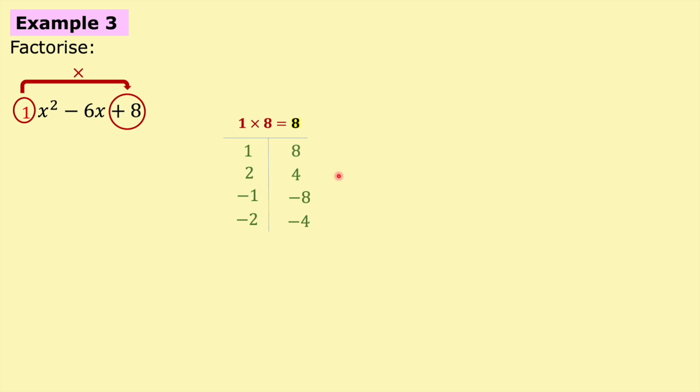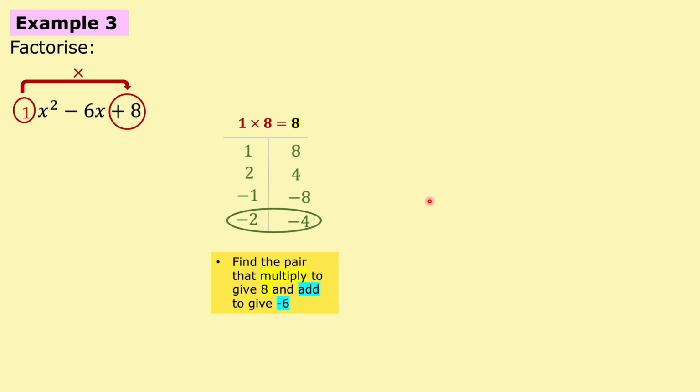So this time we are, again, finding the pair that multiply together to give us 8, so it's going to be one of these pairs, and then add together to give us negative 6. And like we just mentioned, you cannot get a negative answer by adding two positive numbers. So these two first sets of numbers are irrelevant. Negative 1 add negative 8 gives us negative 9, so it's not going to be that one. Negative 2 add negative 4 does in fact give us negative 6. So that is the pair that we're after.